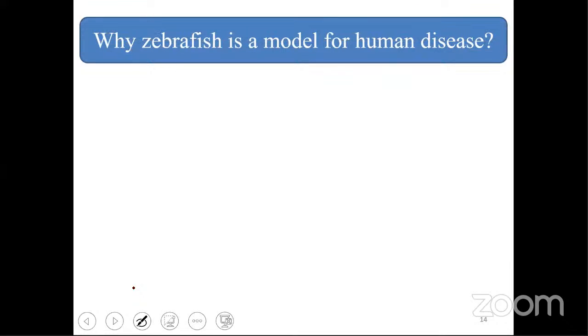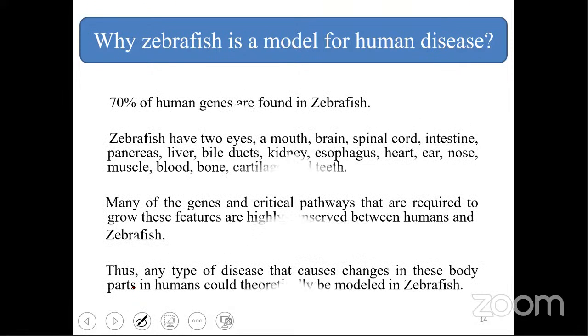Next, we are moving to the topic: why is the zebrafish considered a model for human disease? Because nearly 70% of human genes are found in the zebrafish. That is the main reason it is considered a model for human disease. I quoted it very clearly here: 70% of human genes are found in the zebrafish. That is the main reason.